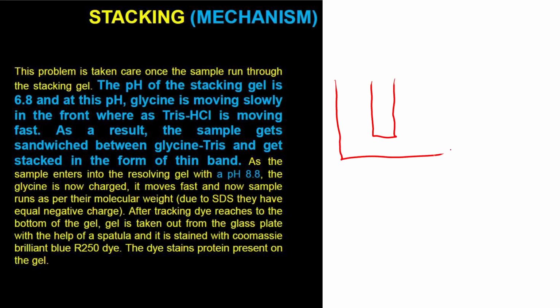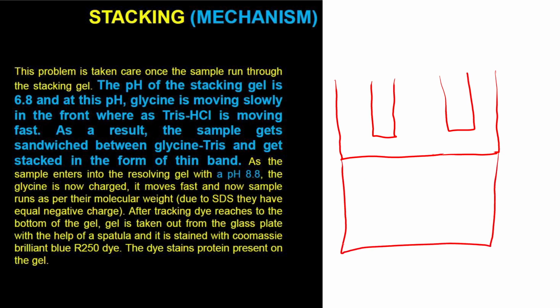So, let's say this is my stacking part, okay. So these are my wells, right? And then I have the separating part. So I have my molecule 1 and molecule 4. Right now they are not in the same position. So what will I do? In this stacking gel, the pH is 6.8, and at this pH the glycine is moving slowly in front, whereas Tris-HCl is moving fast. So what will happen, since glycine is moving slowly, glycine will form a bridge here, okay.